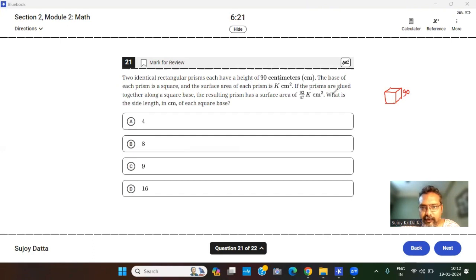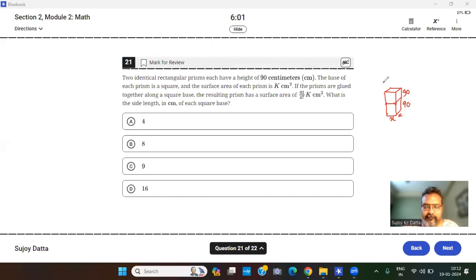The base is a square and surface area is K. The prisms are glued together along a square base. Okay, so that means you have one more prism like this, again of height 90. So to find the side length, let us take the sides to be x and x because that's a square, so sides will be equal.